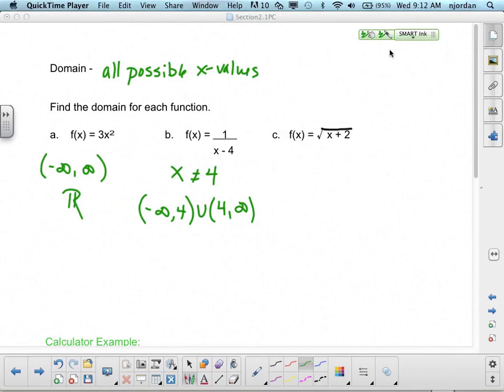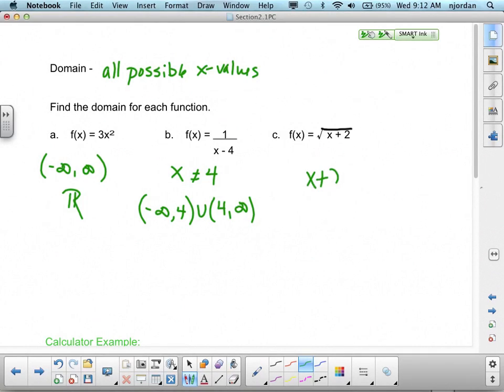Okay, picking up with the last domain problem here, I got cut off on the last video. We want to say that the value under the radical has to be positive, or could also equal 0. So x plus 2 is greater than or equal to 0, therefore x has to be greater than or equal to negative 2. In interval notation, that would simply look like bracket negative 2 to infinity.